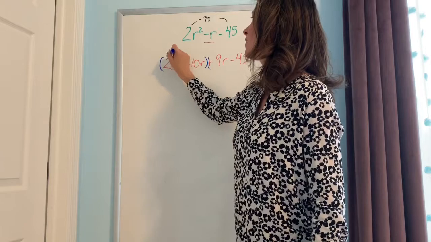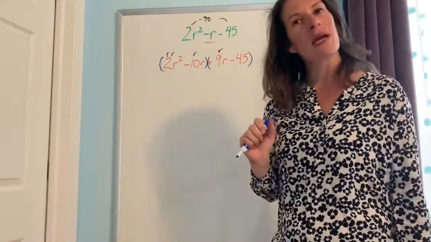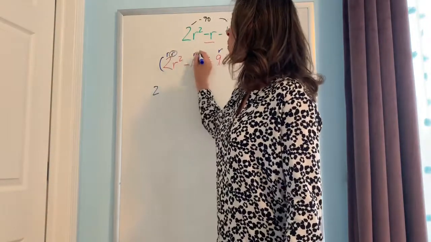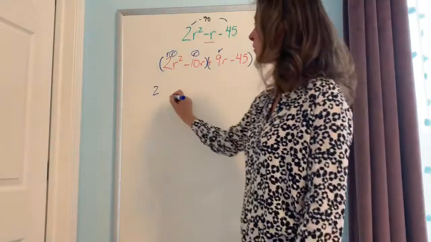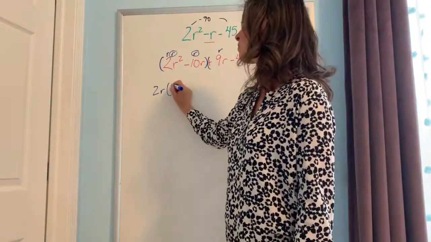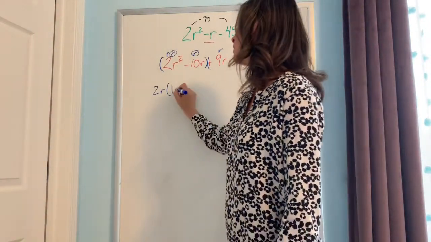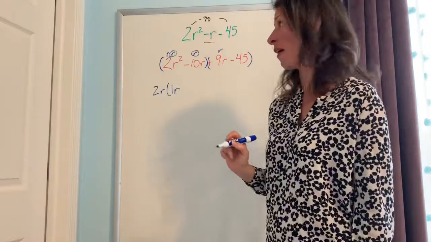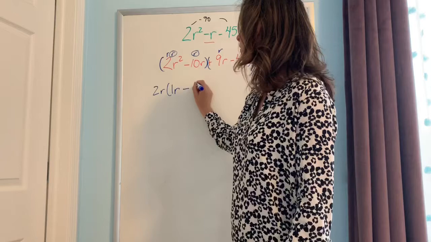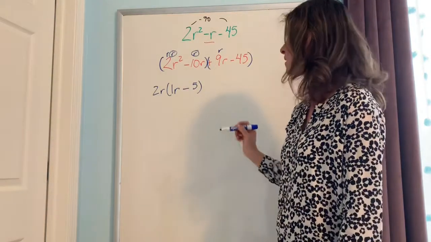I'm also going to put my variables so I can see what I can take out. One number can go into both 2 and 10. Both are even numbers, so we can pull a 2 out. I have 1r in each term that I can take out. 2 divided by 2 is 1. I had 2 r's, I took 1 out, so I'm going to have 1 left. Minus 10 divided by 2 is 5. I had 1 r, I took it out, so that's the end of my parentheses.